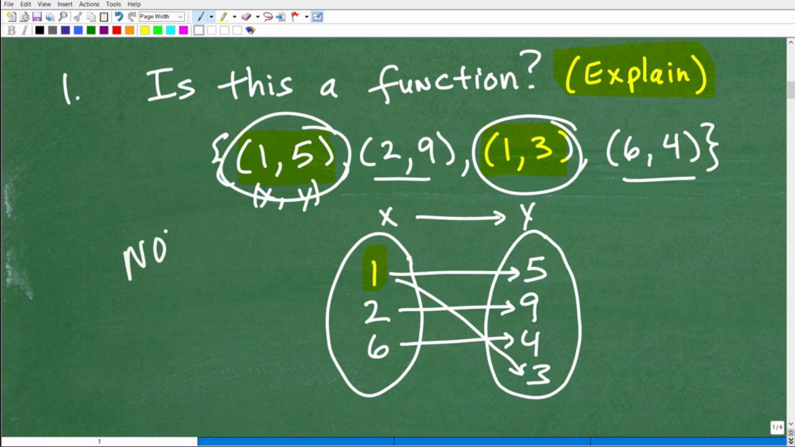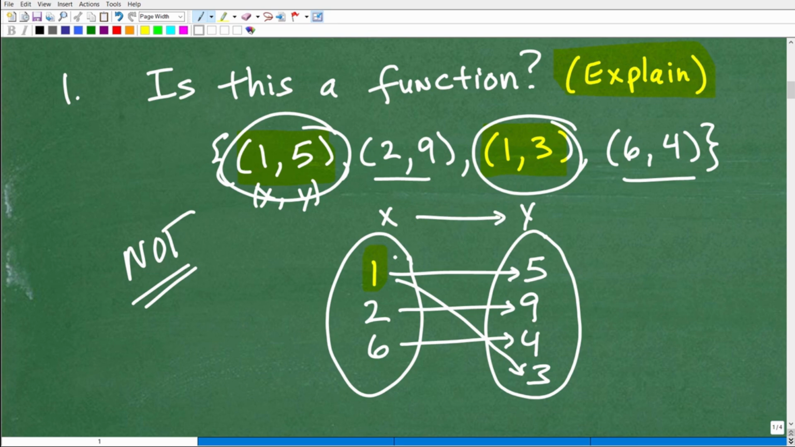So this is not a function. You could support this by saying you have an x mapping to more than 1 y. The definition of a function is that each x maps to one and only one output, one and only one y. Here we have 1 mapping to both 5 and 3. So this is not a function by definition, and you can justify that by using a mapping diagram. A definition of a function could go something like this: each x maps to only 1 and only 1 y.